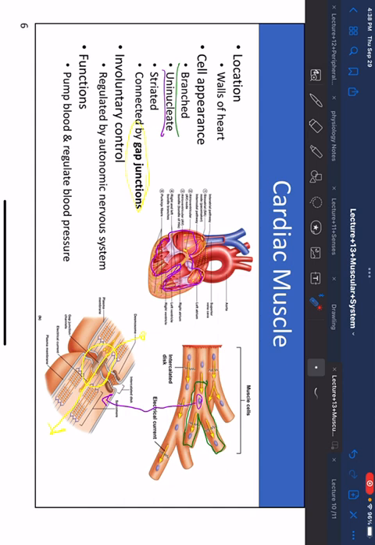Because they're only located in your heart, when they contract and relax, it allows you to pump blood and also to regulate blood pressure. If you increase your heart rate, that will relate to an increase in blood pressure and vice versa.